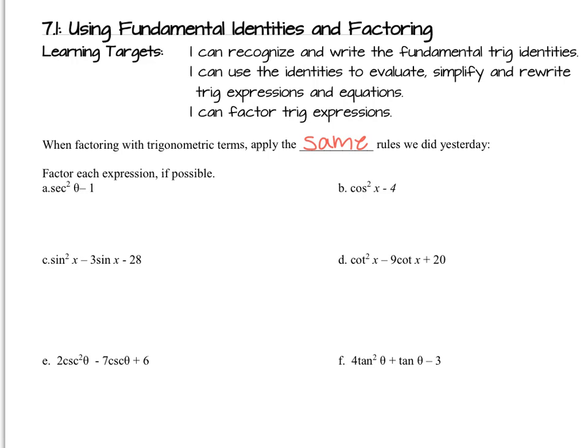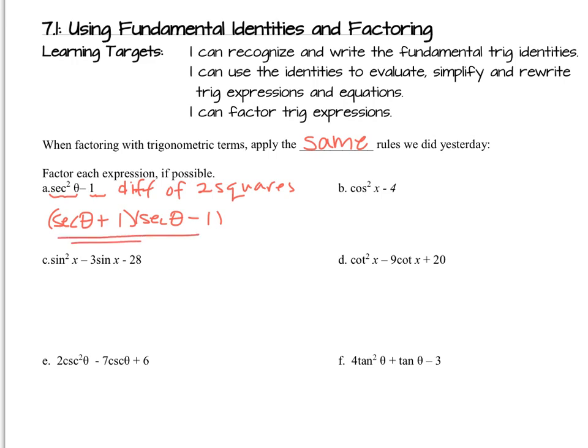Secant squared minus 1. Think of secant squared as a perfect square. 1 is also a perfect square. So this is a difference of two squares. And we're able to factor that by splitting apart the secant squared into secant theta and secant theta. We split apart the 1 as a perfect square of just 1 and 1, and we get 1 plus and 1 minus. And that's all you do. Difference of two perfect squares with trig terms.